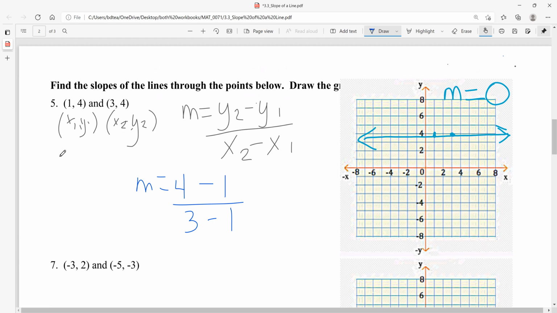Okay, wait a minute. I'm not doing this right. Hold on. Y sub 2 is 4. Y sub 1, check it out. Y sub 1 is 4. So you want to be careful. Y sub 1 is 4, and then x sub 2 is 3. That's why you label them and be careful. Minus x sub 1, which is 1. So the solution here, 4 minus 4 is 0 over 2, which equals 0. So the slope here is 0, and it's confirmed by our horizontal line.